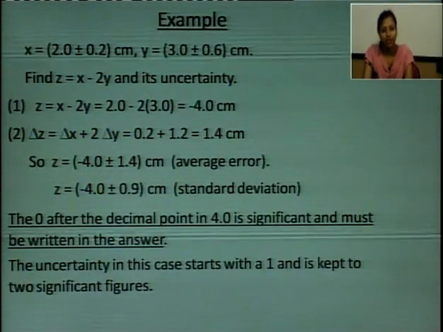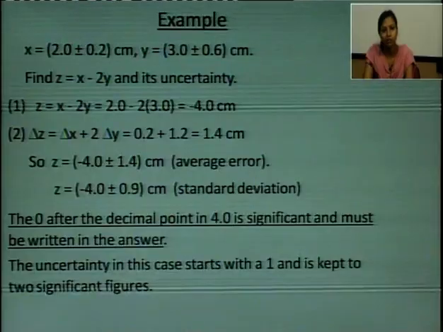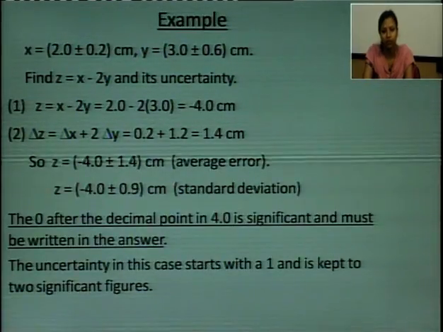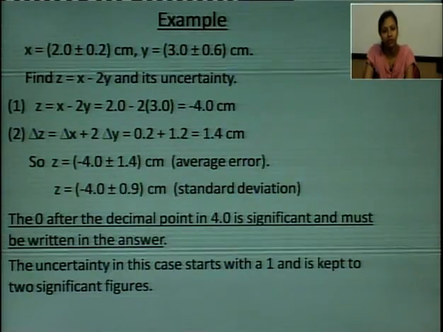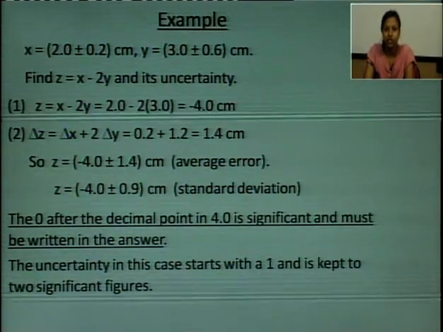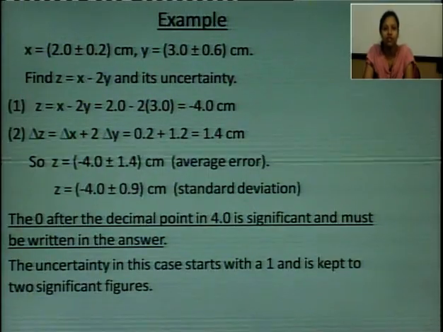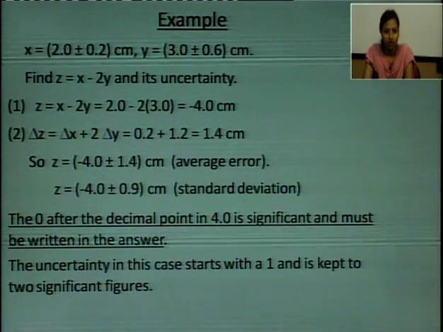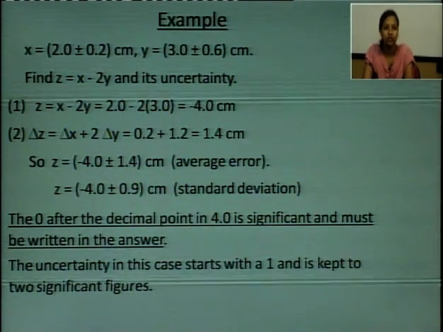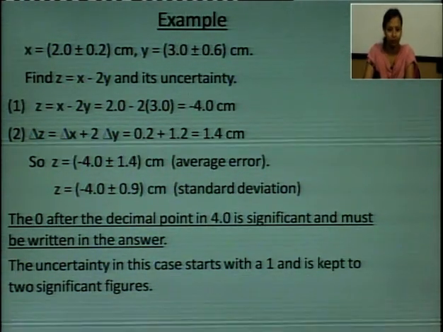So with the average error, Z value is minus 4 plus minus 1.4, but with the standard deviation it gives us 0.9. So we need to keep the same number of significant figures as that of the question to match our answer with the numerical problem.